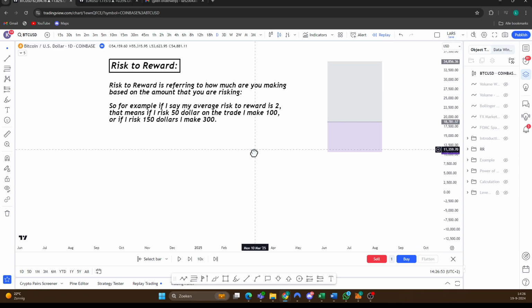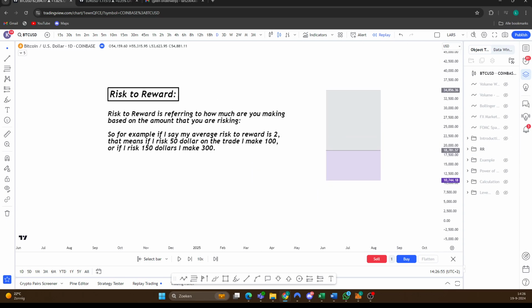So, let's pull up the risk to reward. So, what is risk to reward? Because everything boils down to risk to reward. And risk to reward is just referring to how much you are making based on the amount that you are risking. Okay? So for example, if I say my average risk to reward is 2, that means if I risk $50 on a trade, I tend to make $100. Or if I risk $150, I tend to make $300 on each trade.